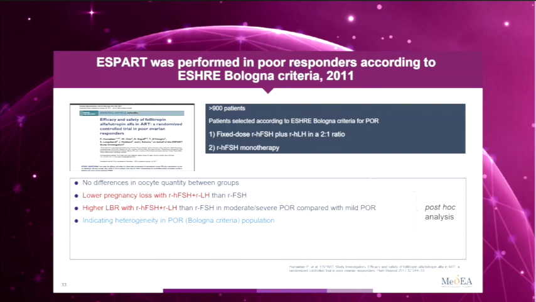As a result, in the study were selected very, I can say, bad responders, patients between 39 and 41 years of age, with very low ovarian reserve. Aneuploidy rate is very high in this group of patients. So if you have a look at the number of oocytes, the study failed, no difference in the number of oocytes when patients were selected according to Bologna criteria.